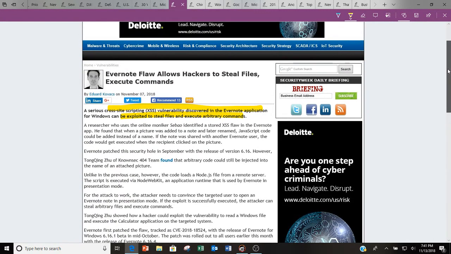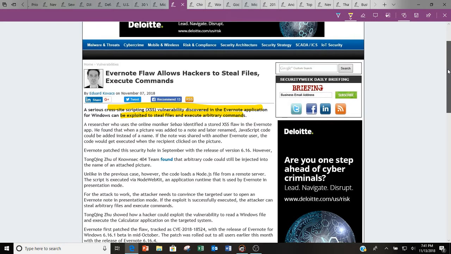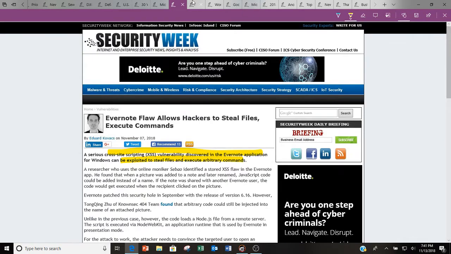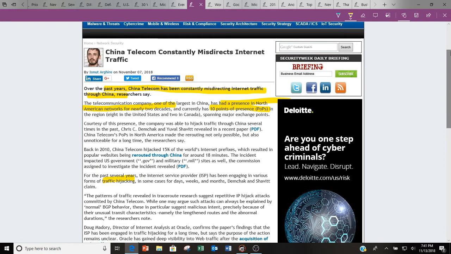Evernote is a software package to take notes on smartphones. I don't know what else it's used for, but it's subject now to a cross-site scripting vulnerability to steal files and run commands. That means upgrade it.